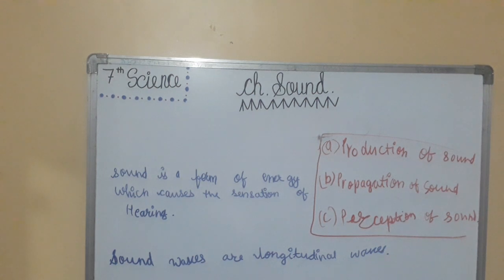First, production of sound means sound is produced by the vibration of bodies. Our talk is nothing but the sound produced by the vibration of our vocal cords. Next is propagation of sound. Sound requires a medium for its propagation. Sound cannot travel through a vacuum. Sound being a longitudinal wave can pass through all three types of matter.